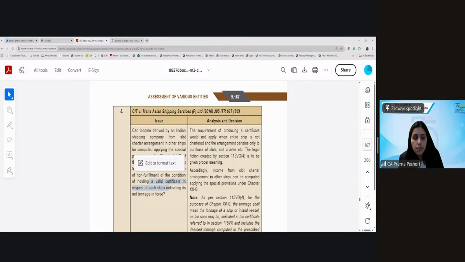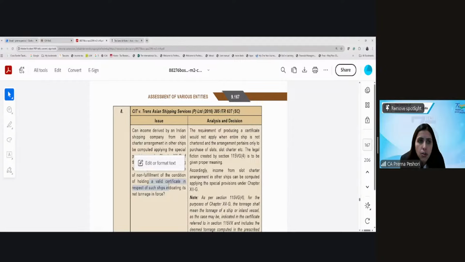It is basically a contract between the shipping companies for hiring another ship to transport the goods or passengers. So instead of taking my own ship, I am putting my passengers or goods in the other ship. The Supreme Court here noted that the requirement of producing a certificate would not apply when the entire ship is not chartered. Where I have just purchased the slots in that ship, and have not booked the entire ship, income from a slot charter arrangement can be computed using the tonnage tax scheme.